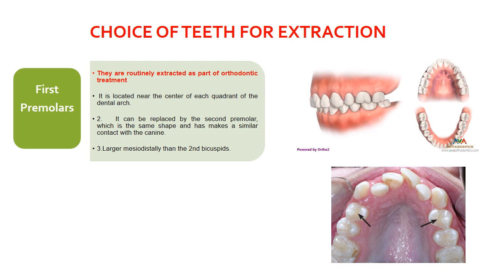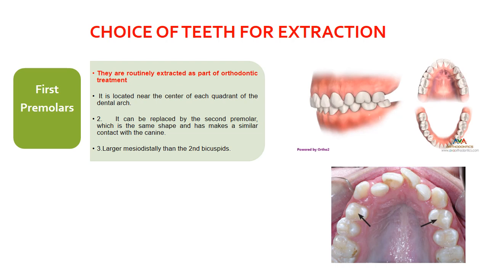In other words, we have more than 5 millimeters of space discrepancy or space deficiency. Also, they are extracted routinely as part of serial extraction, and they are used to correct moderate to severe anterior proclination, like in cases of class 2 division 1 or class 1 bimaxillary protrusion. We are going to extract both the upper and the lower first premolars, and this also lessens the time of the treatment plan.